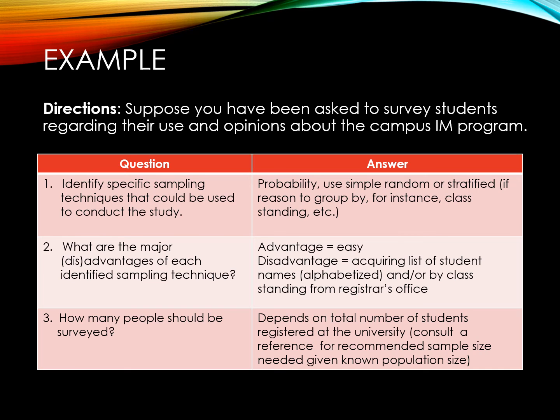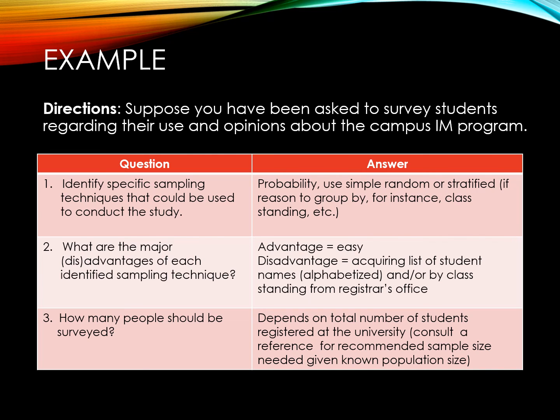Let's look at an example. Suppose you've been asked to survey students regarding their use and opinions about the campus intramural program. So, you want to identify a specific sampling technique that could be used to conduct the study. Most likely, you're going to use probability sampling and use simple random sampling or stratified sampling to get your respondents.